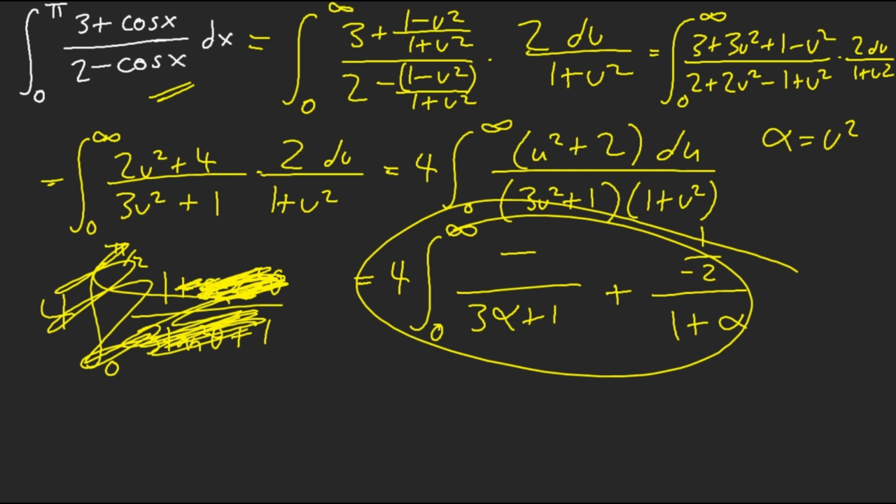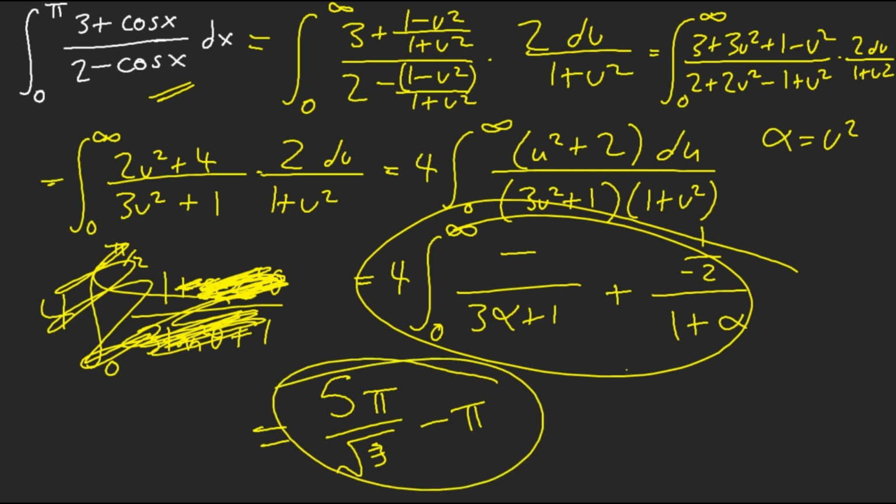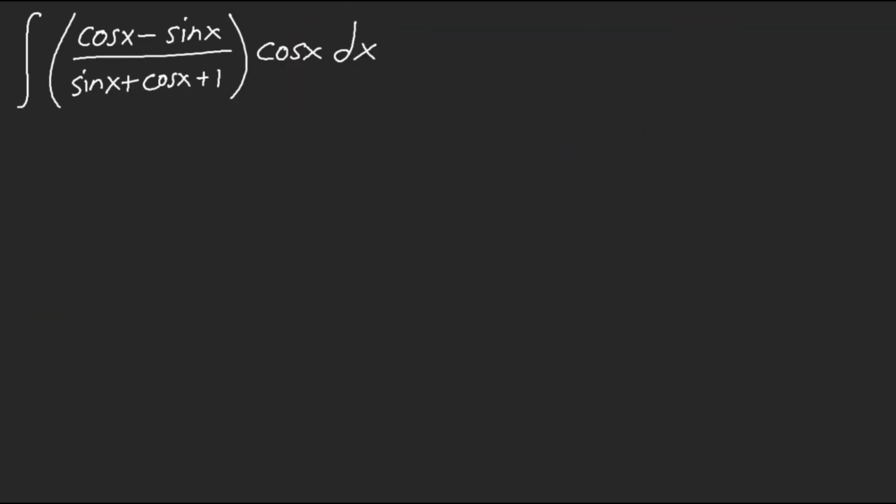Your answer, if you actually do fully solve this, should come out as 5 pi over root 3 minus pi. That should be your answer. It would have been so nice if that cosine of x wasn't there. It just wasn't there. But unfortunately, it just had to be. So, yeah.